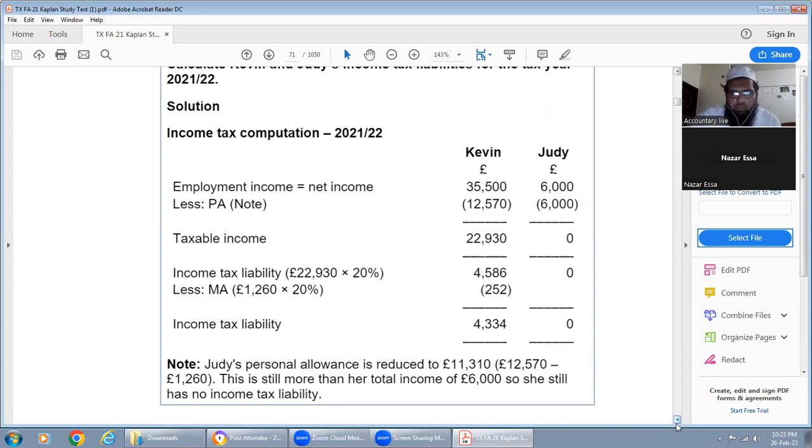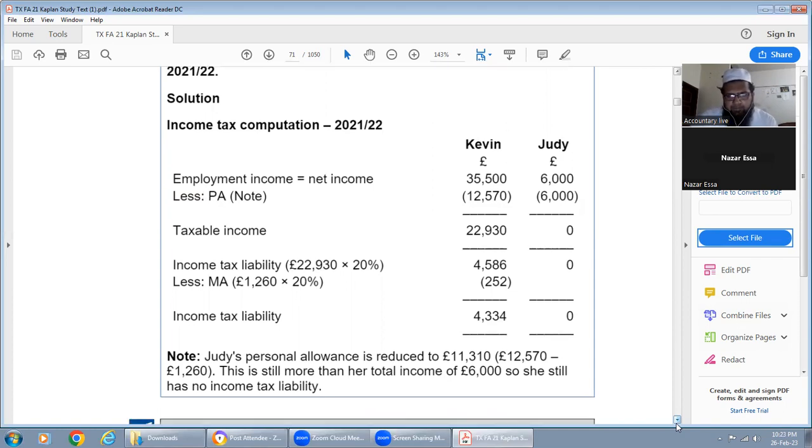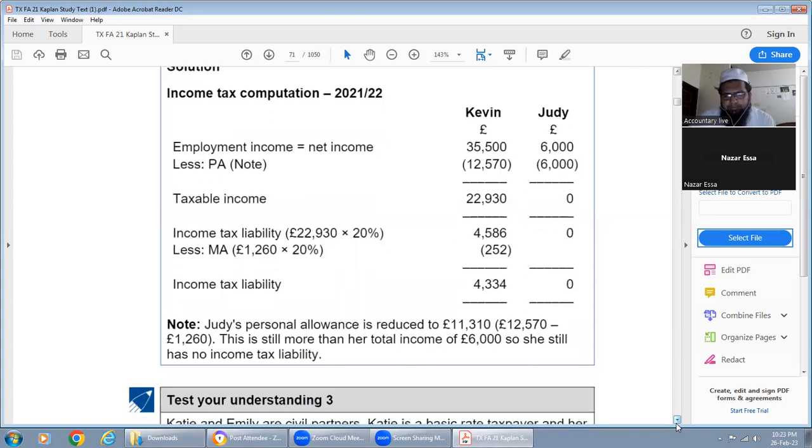How? Maximum allowance is 12,570. She has given 1260 to Kevin. But this is still more than her total income of 6,000. So she still has no tax liability. It's simple, I think.